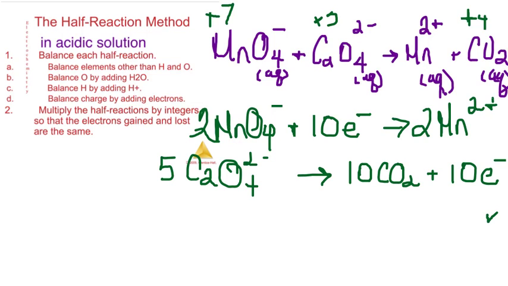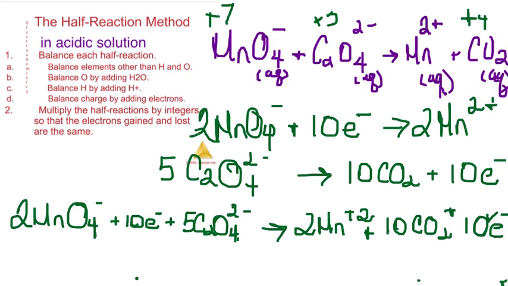And our two half reactions then end up looking like this. And so we can add those two together and we'll end up with an equation where our electrons gained are equal to our electrons lost, and that puts everything else in the proper stoichiometric proportions for that to happen.